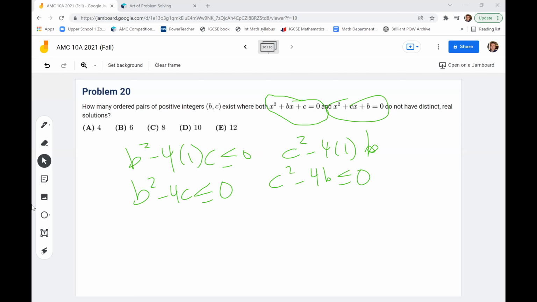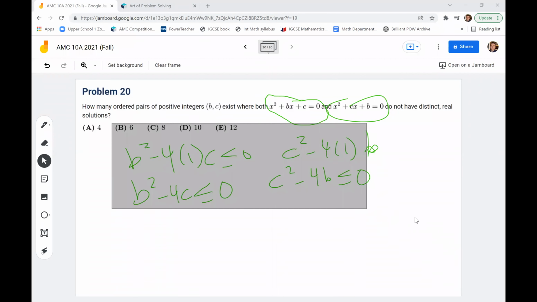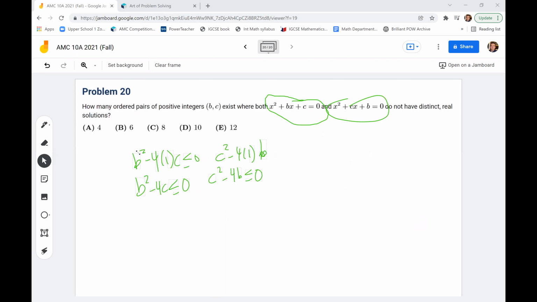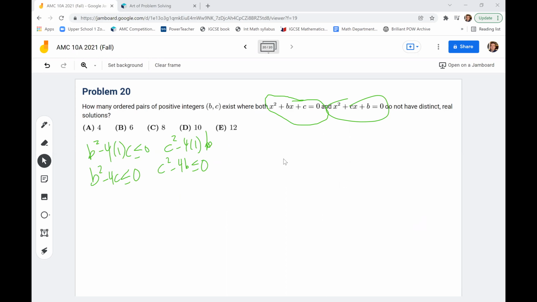So I need those to both be true. What I did was I sort of treated... well, it doesn't really matter which you pick. You can let b be x and c be y, treat them as being x and y. So maybe b is x and c is y.